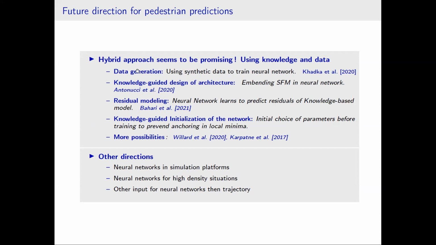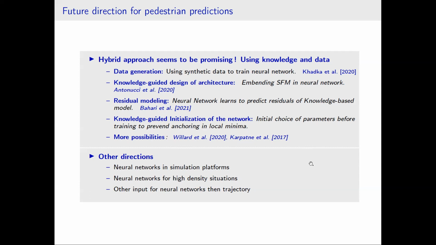Another possibility would be knowledge-guided design of architecture. For example, Antonucci embedded the social force model in the neural network to use the knowledge we have about pedestrian behavior for the neural networks. Other possibilities are residual modeling, where, for example, neural networks learn to predict the residuals of the knowledge-based models and improve the predictions of the knowledge-based models by learning the residuals. Knowledge-guided initialization of the network is a possibility, and more possibilities are given in these reviews.